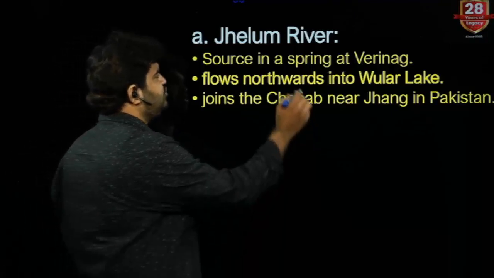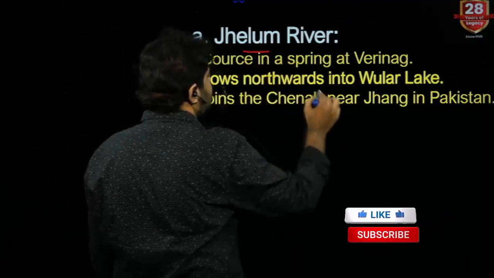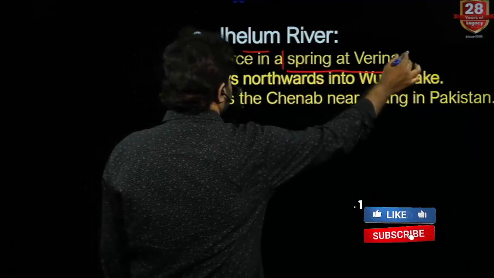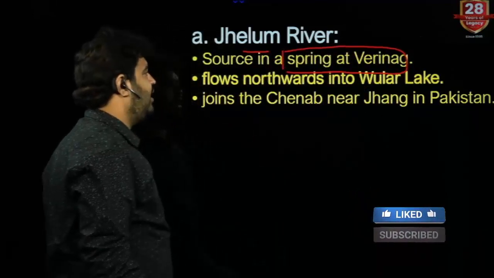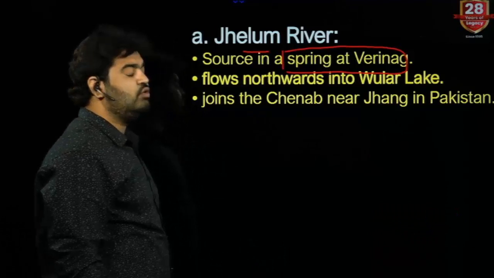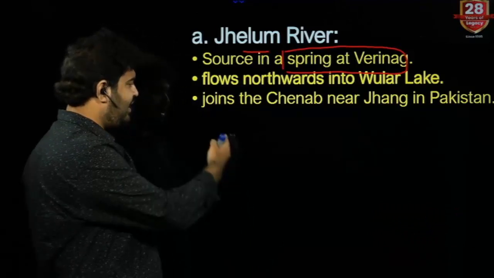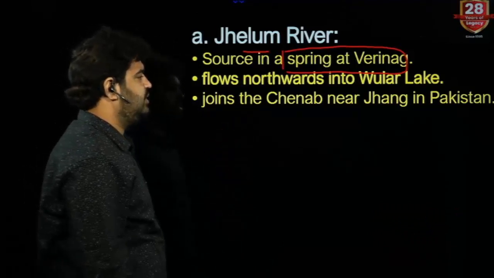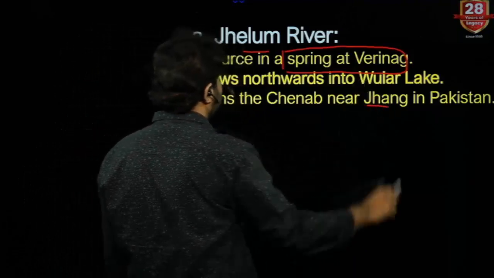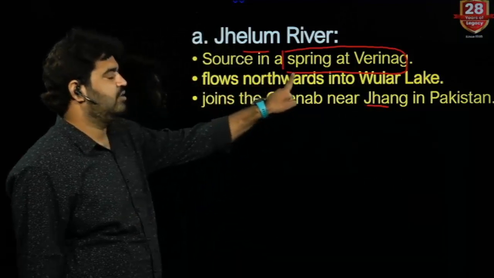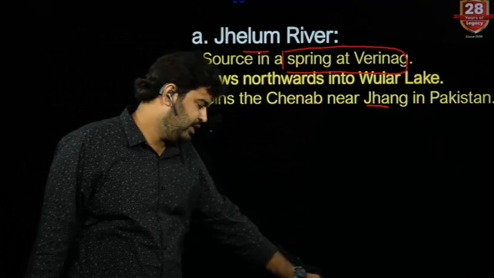The first one is Jhelum River. So what is the source of Jhelum? A spring at Verinag. It flows through Wular Lake in Kashmir and it joins the Chenab in Pakistan. So this is the origin point of the Jhelum. So just focus on origin point.